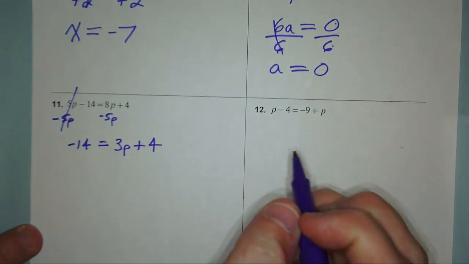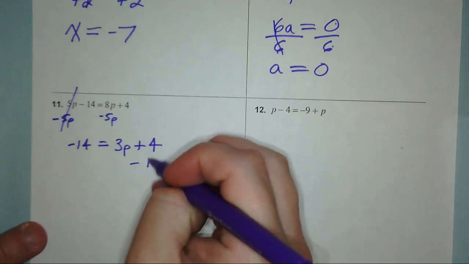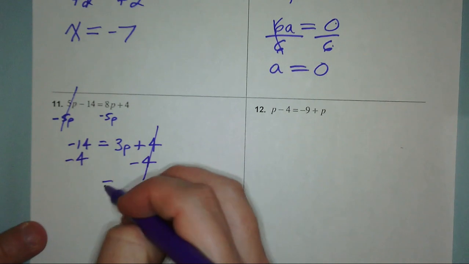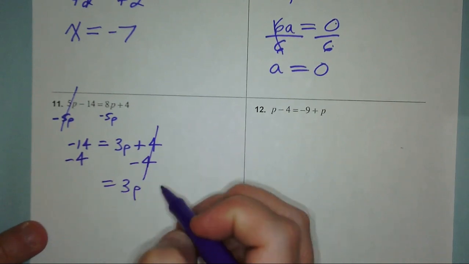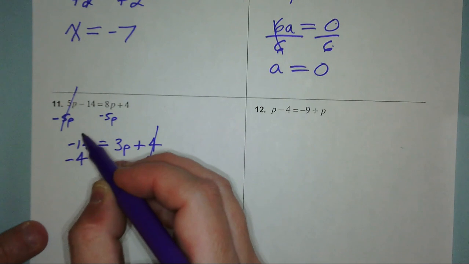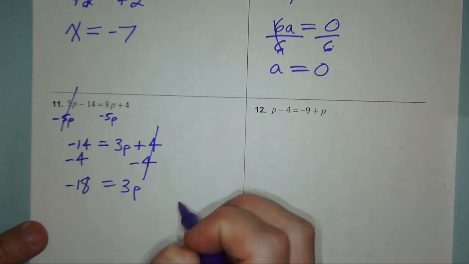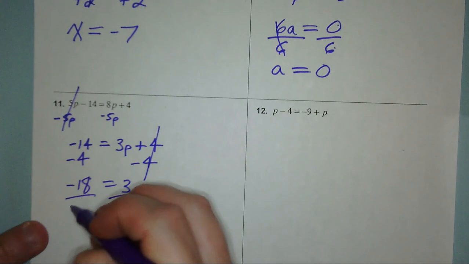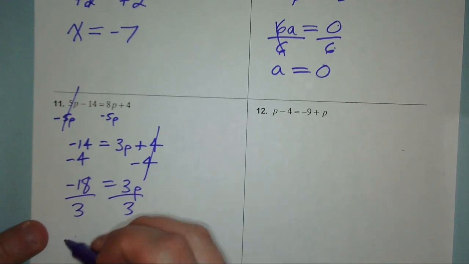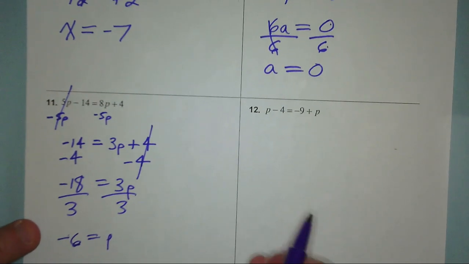What's next, Aaron? Subtract 4. Very good, which gets that out of there. So now you only have a 3p over there, and it's getting closer to p being all by itself. Negative 14 minus 4. Remember, go to your calculator if you have to. But that should be negative 18. Then we divide both sides by 3. And we get negative 6 over here, and p's by itself over there.